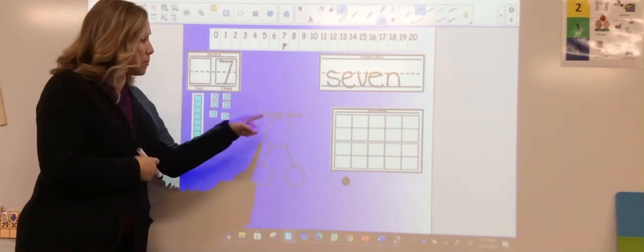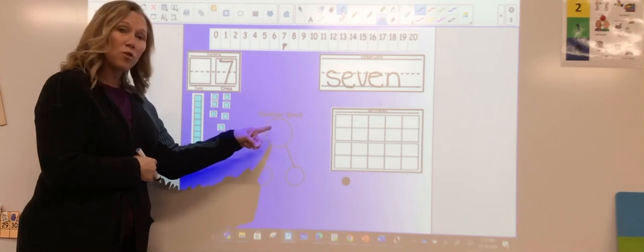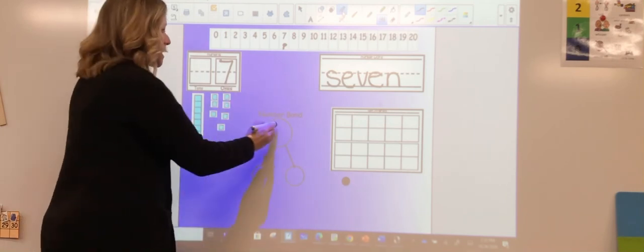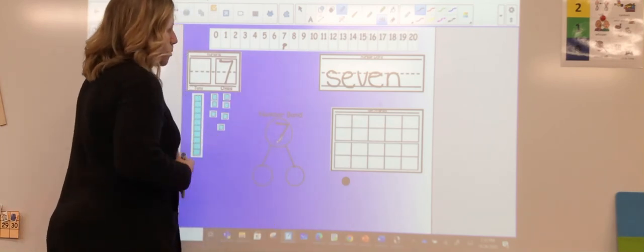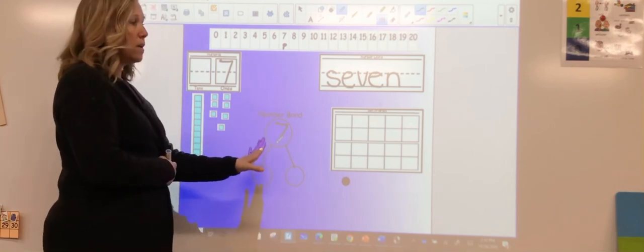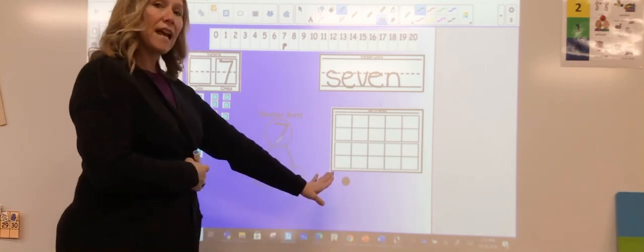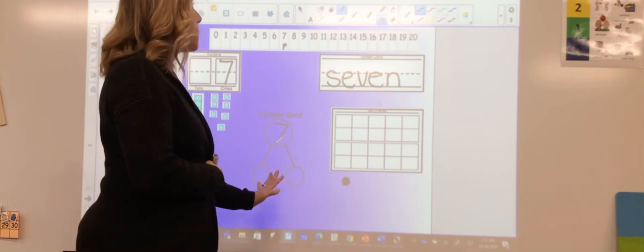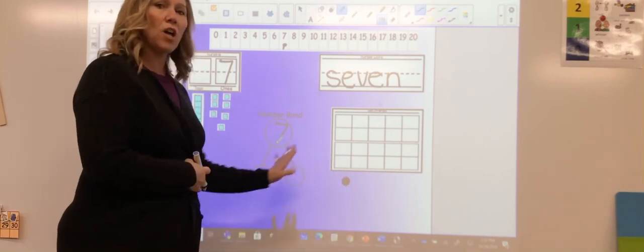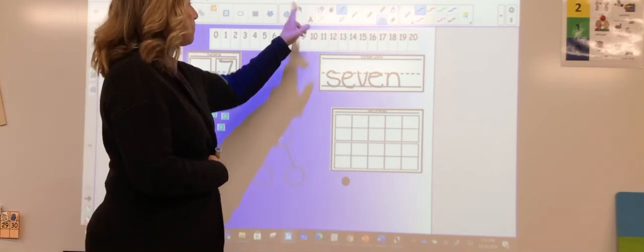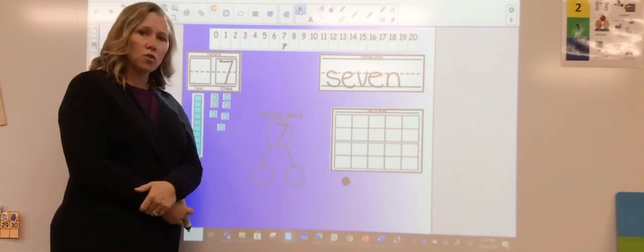Now, friends, I'm going to teach you something new called a number bond. And this is what we're going to put in the top. We are going to put our number of the week in the top. That's the number 7. So we're just going to put that right there for now. And we're going to move over to our 10 frame counting and come back to this, because this will help you with this. Okay?